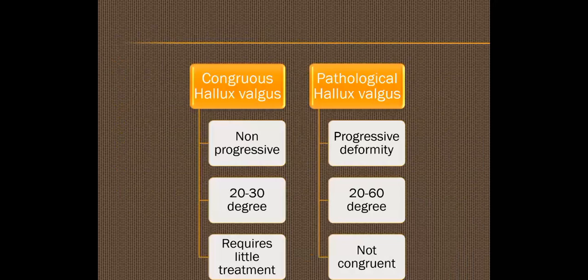So there are two types of hallux valgus. One is the congruent hallux valgus and the second is the pathological hallux valgus. In congruent hallux valgus, it is a non-progressive condition in which a 20 to 30 degree angle will be there and it requires little treatment. In pathological hallux valgus, it is a progressive deformity. The angle will be around 20 to 60 degrees and the bony surfaces will not be congruent.